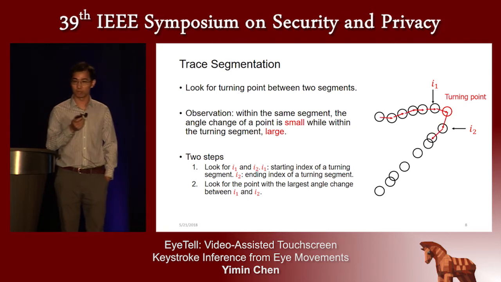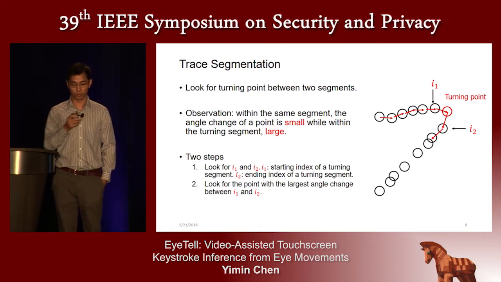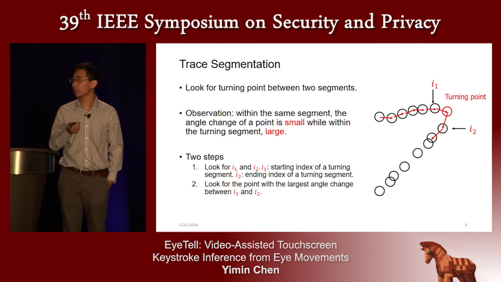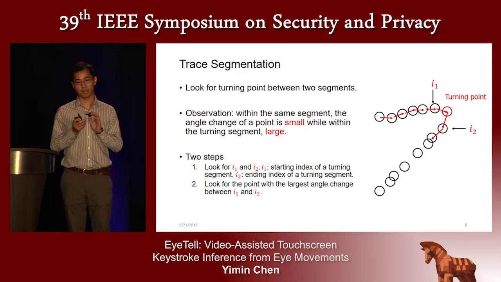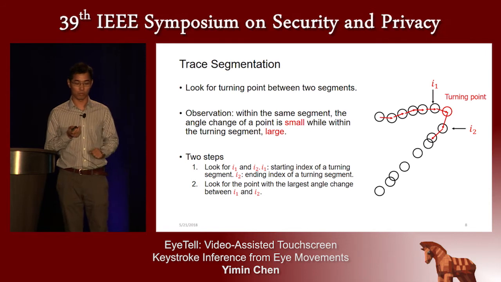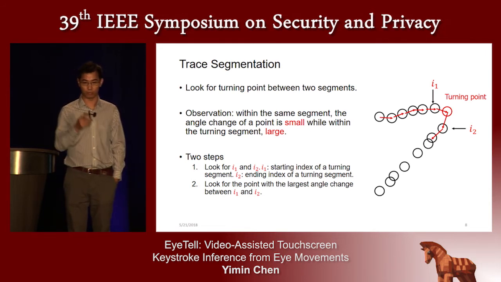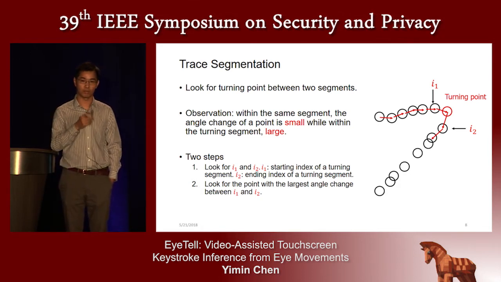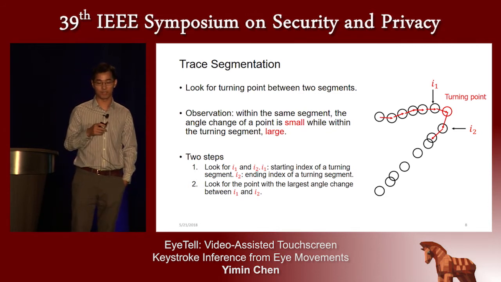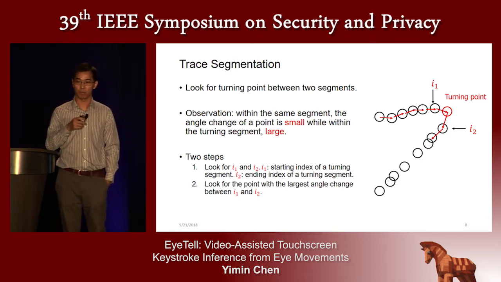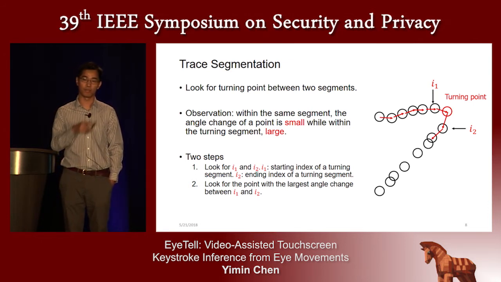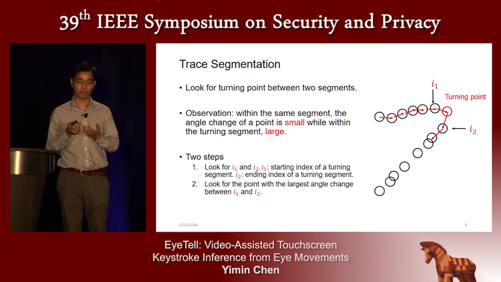For two adjacent points in the trace, we can define a vector from the preceding point to the subsequent one, and we can calculate the corresponding vector angle. Our observation is that within the same segment, the vector angle remains similar. So we do trace segmentation in two steps. First, we look for two points, I1 and I2. I1 is the first point whose angle change is larger than a preset threshold, and I2 is the next point whose angle change falls back within the threshold again. Presumably, the points between I1 and I2 are the turning segment. We then select the one point with the largest angle change and assign it as the turning point.